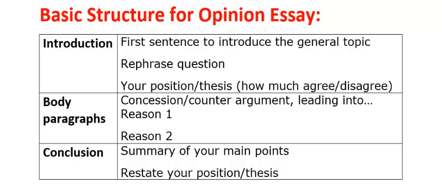In your body paragraphs, for a to what extent essay question, what you can do is have some kind of concession or counter argument, and this only has to be one or two sentences. And then this leads into your first reason supporting your position. Then the second body paragraph is your reason number 2 for supporting your position or your thesis. Now, a concession or a counter-argument is basically the opposite view to your position, to your view.